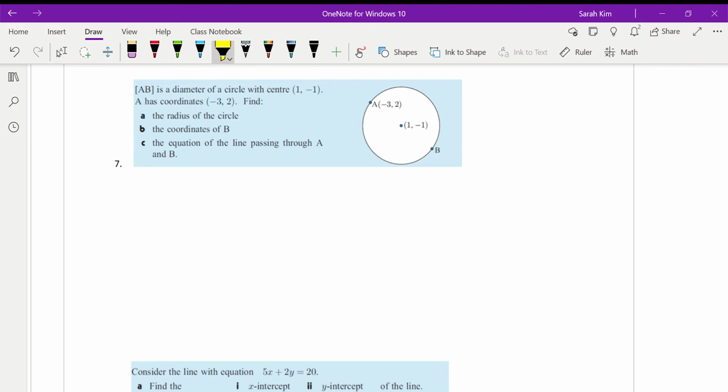AB is the diameter of a circle with center (1, -1). A has a coordinate of (-3, 2). Find the radius of the circle.